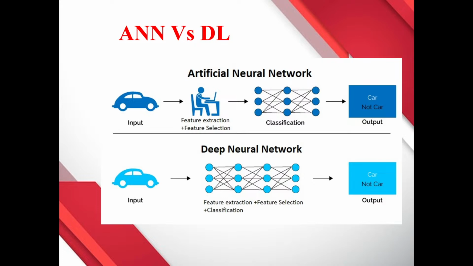But for a deep neural network, there is no need for manual feature extraction or feature selection. It will automatically do feature extraction and feature selection. Anyway, it will do the classification.